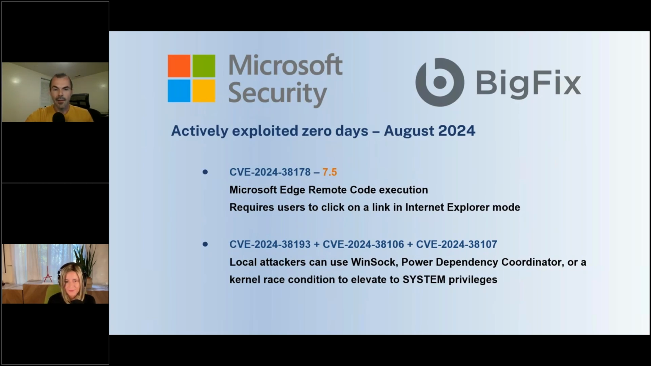Yep. So moving on to a pile of 3 that have all just been glommed together into one line here. There are a bunch of local attack vectors. These are like a dime a dozen in Windows, of course, where an attacker with any sort of local access can elevate up to system privileges. In this case, we have vulnerabilities in the WinSock driver, the power dependency coordinator. So that's the control panel window where you can change the power profile on your laptop, that sort of thing. And then even a good old-fashioned kernel race condition where an attacker can elevate to system. Okay.